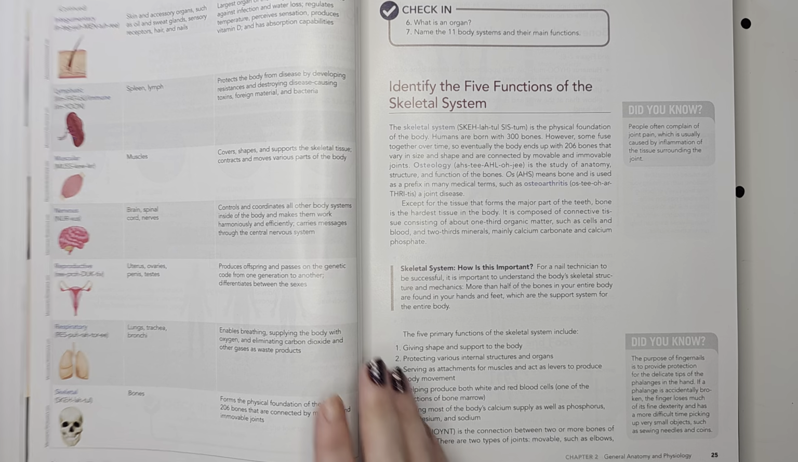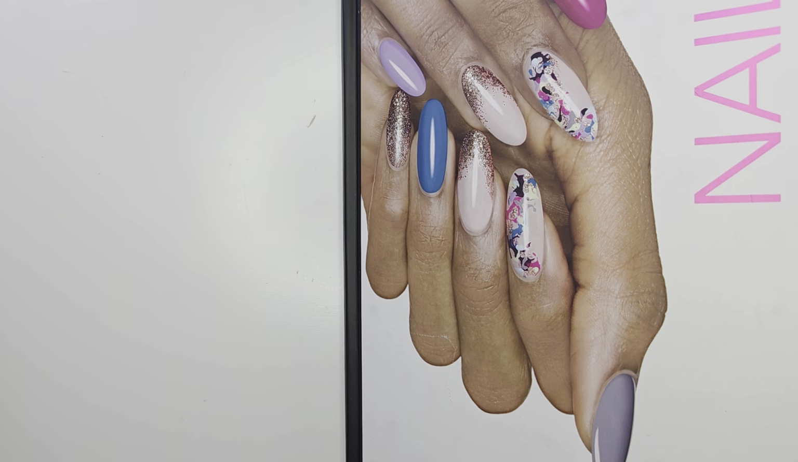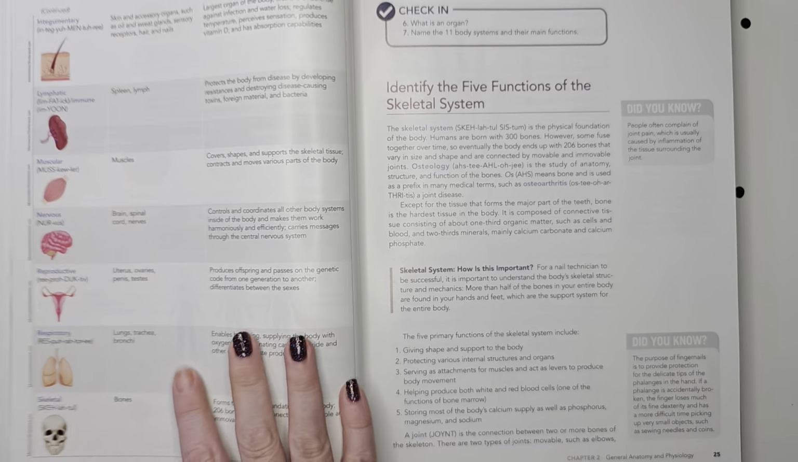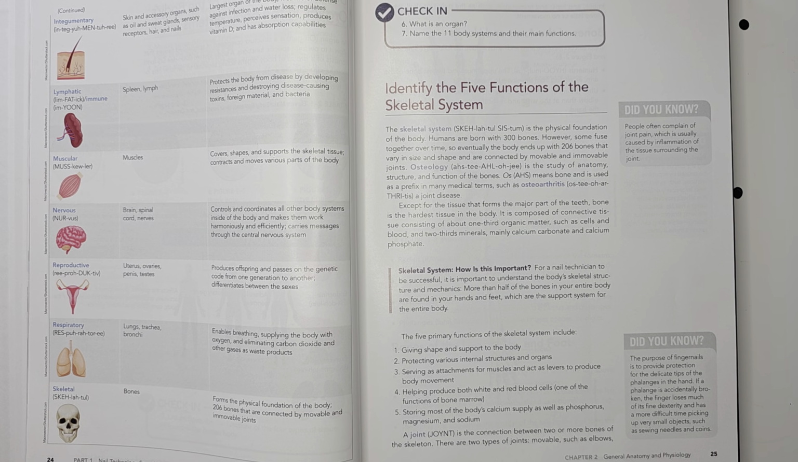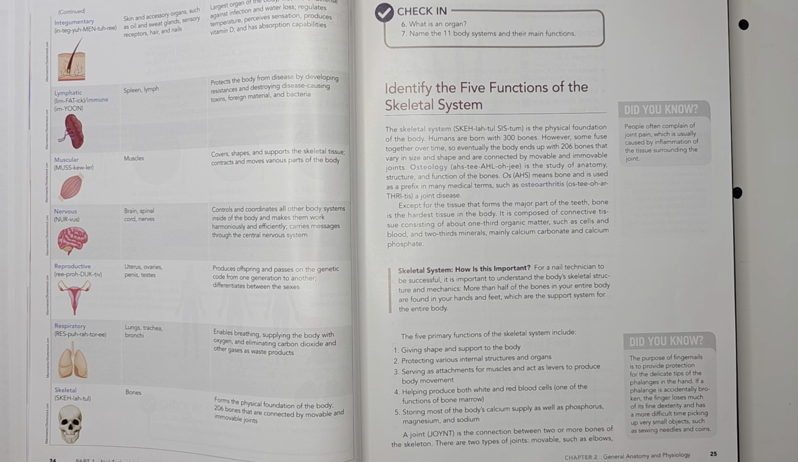We are continuing the Milady Nails book, part 1 of chapter 2, check-in. What is an organ? Name the 11 body systems and their main functions. Identify the 5 functions of the skeletal system.